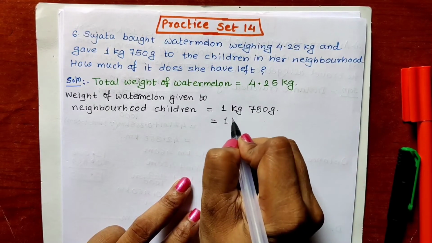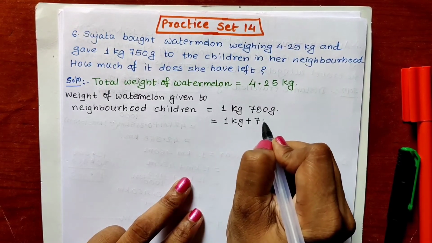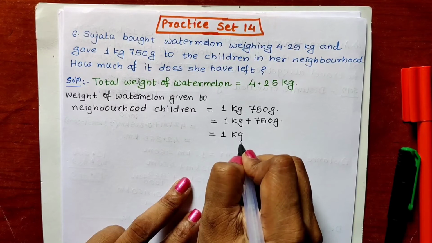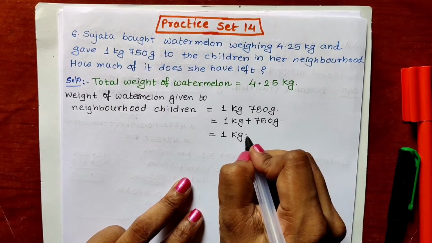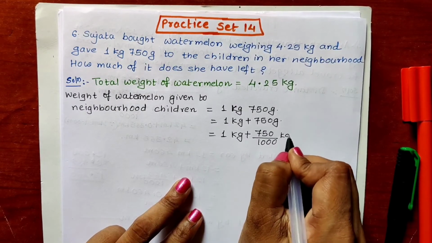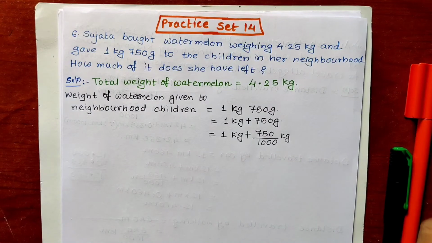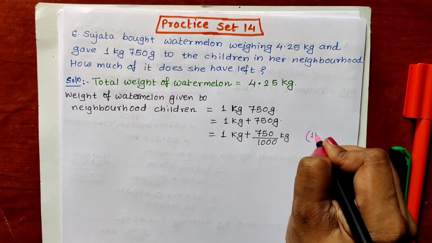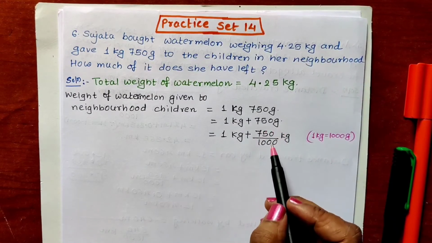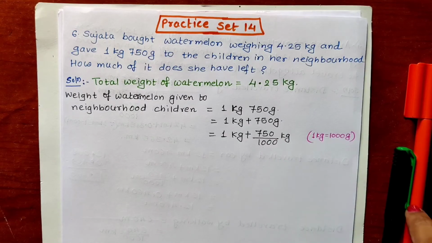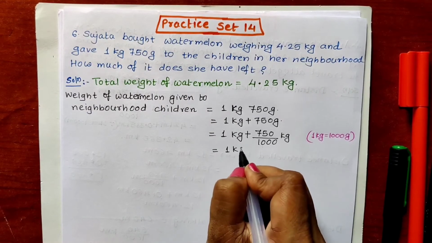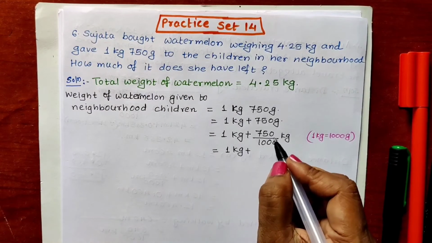We write this as 1 kg plus 750 g. G means gram. Now 1 kg we write as it is, and for conversion of 750 gram into kilogram, what should be done? 750 upon 1000 kilogram. Why have we written this? Because we all know that 1 kg is equal to 1000 gram, and that's why 750 gram is 750 upon 1000 kilogram. Now write it in decimal fraction. This 1 kg we write as it is, 1 kg plus 750 upon 1000.